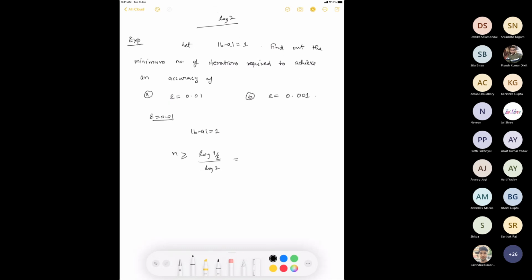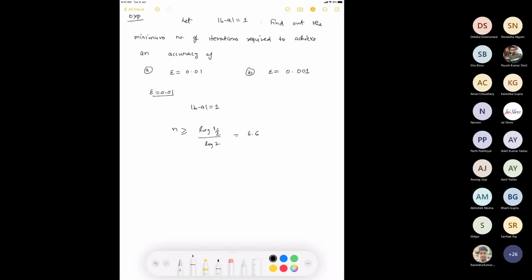So you can simplify this and you will get it as 6.6. Okay, but the number of iterations has to be an integer, right? It cannot be fractional. So what is the minimum number of iterations? 7.